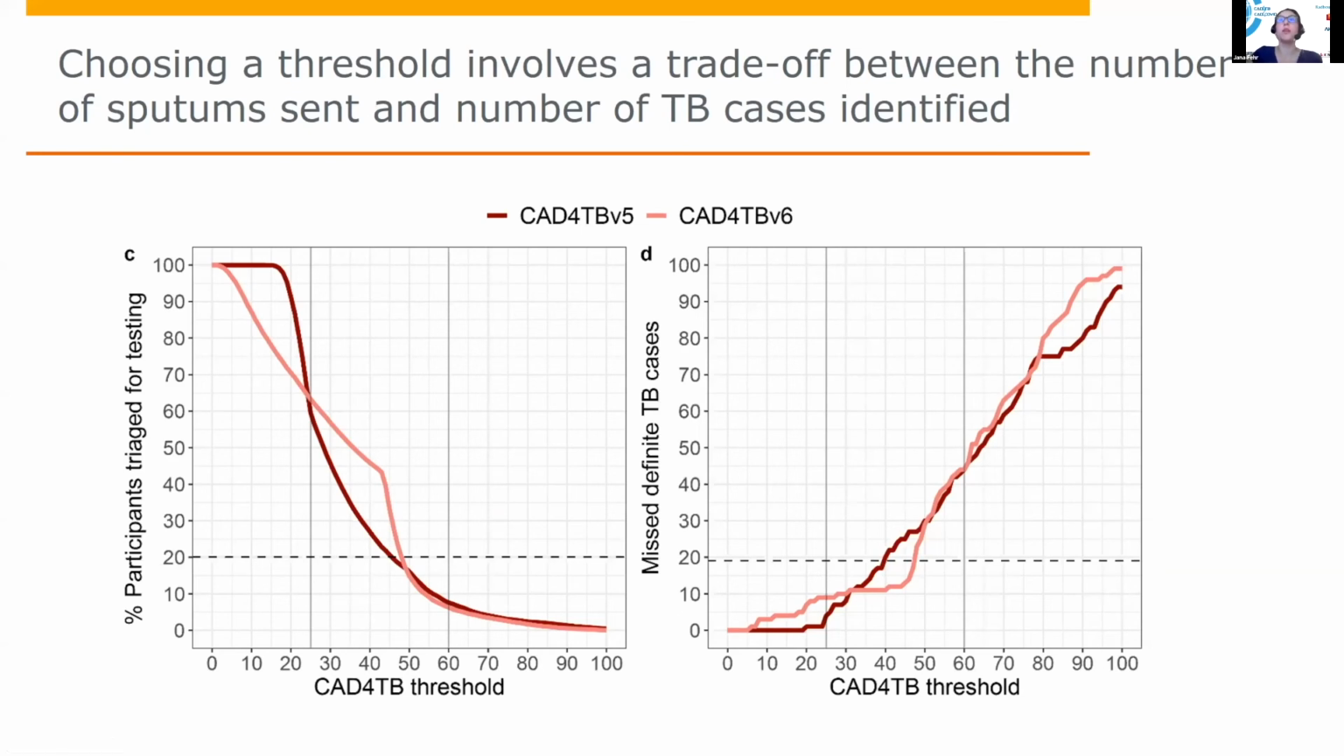And on the right, you can see that using a CAD4TB threshold at 60 that was reported from other studies would have missed 44% of the definite TB cases that we found in our study. But using our low threshold, we could also identify 19 additional cases that the radiologist would have missed.